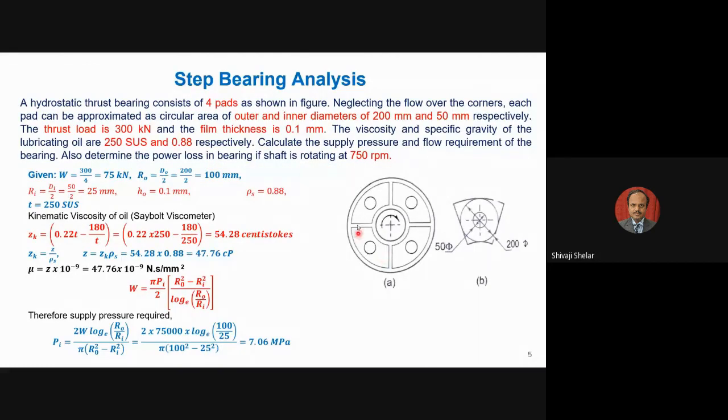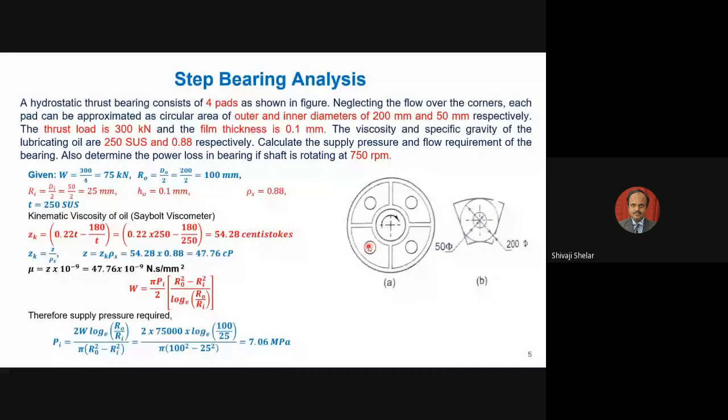So let's understand. This is the top view of your shaft end. At the bottom of the shaft, the bearing surface has 4 pads: pad number 1, pad number 2, pad number 3, and pad number 4. You can consider this pad as a circular pad. Right now it is not a circular pad. There is a circular hole through which your pressurized liquid is coming here.